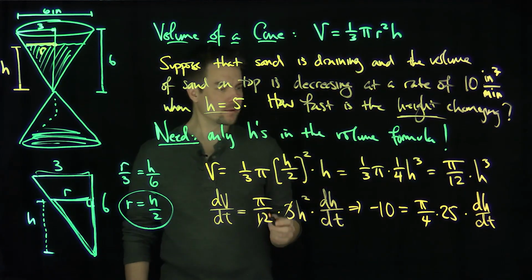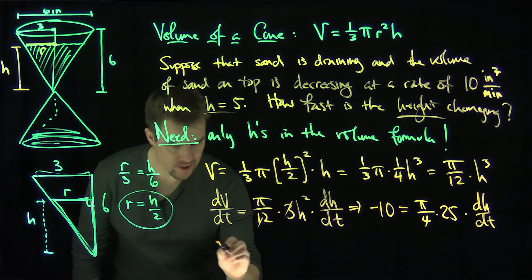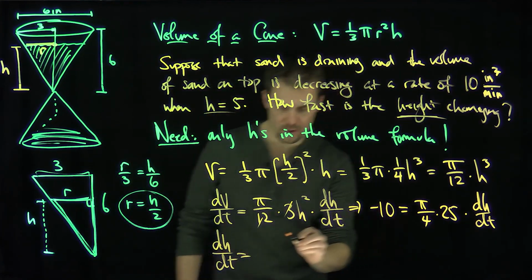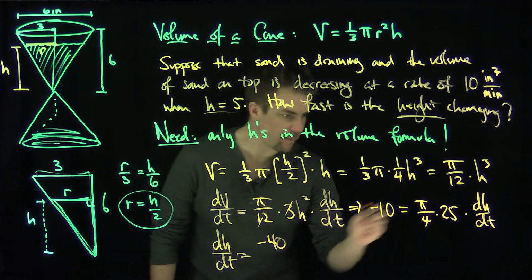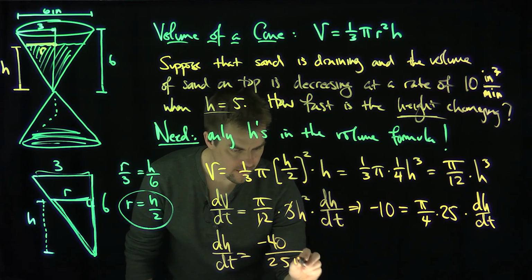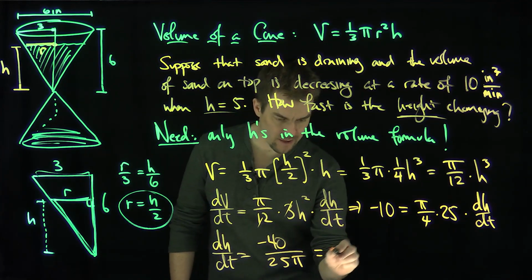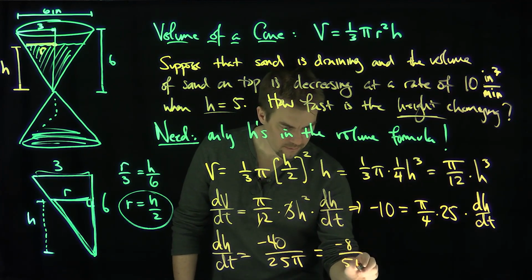Okay, so I'm going to multiply both sides. Therefore, by solving for dh/dt, I'm going to move the 4 over there, so I'm going to have negative 40 divided by 25 pi is dh/dt. And of course, you can cancel some of these things out. That's going to be an 8 over 5, so that's going to be negative 8 over 5 pi.